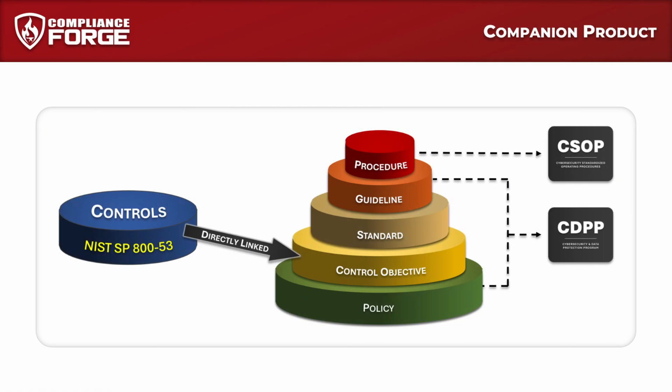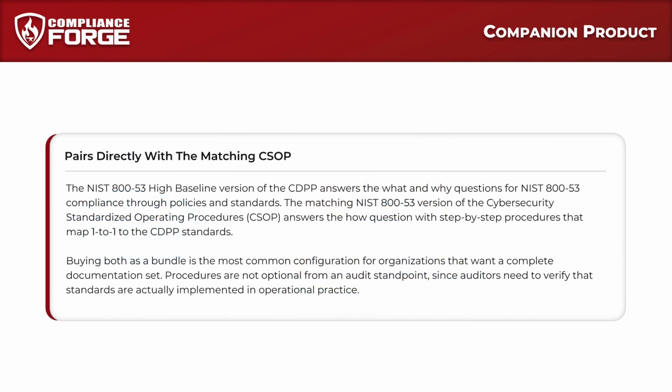One more reason to buy. As this pyramid shows, policies, standards, and procedures build on each other. The CDPP covers the policies and standards, while the companion CSOP covers the procedures. The CDPP answers the what and the why questions for NIST 853 compliance through policies and standards. The matching CSOP answers the how question, with step-by-step procedures that map one-to-one to the CDPP standards.